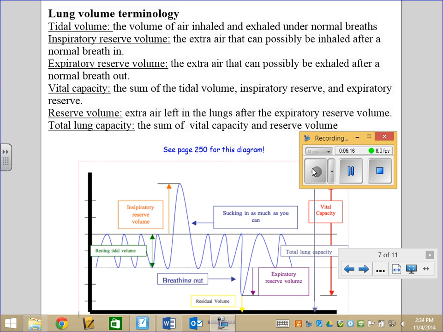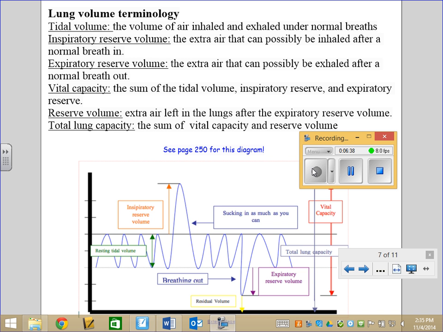So on the screen, you have some terminology that has to do with the volume that is available in your lungs. And that's what the lab activity we're going to do today is about as well. For each of the volumes that you have a description of there, you would also need to be able to recognize it on a diagram.